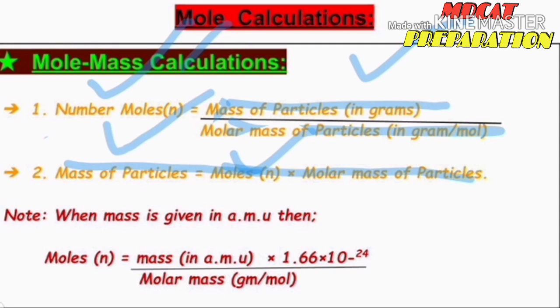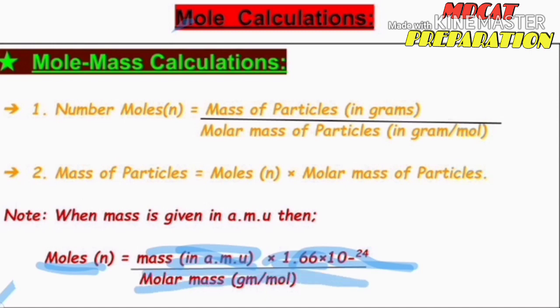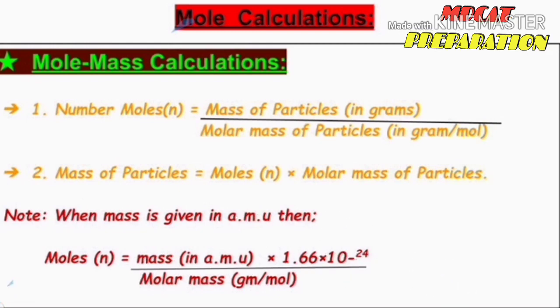Note, when mass is given in AMU, then mole can be found out by this formula. If moles is required, moles is equal to mass in AMU multiplied by 1.6 into 10 raised to the power minus 24 divided by molar mass in gram per mole. So by this formula we can easily find out moles if the mass in AMU is given.